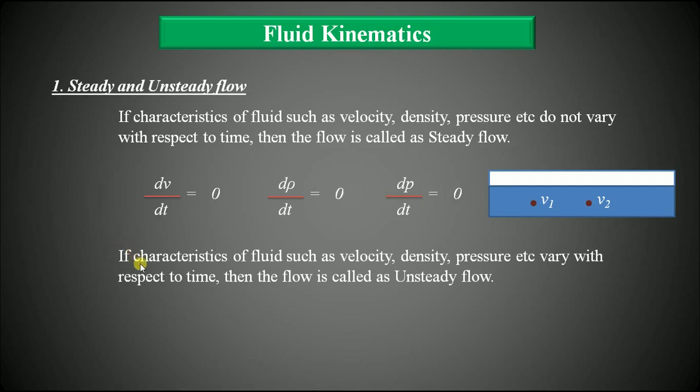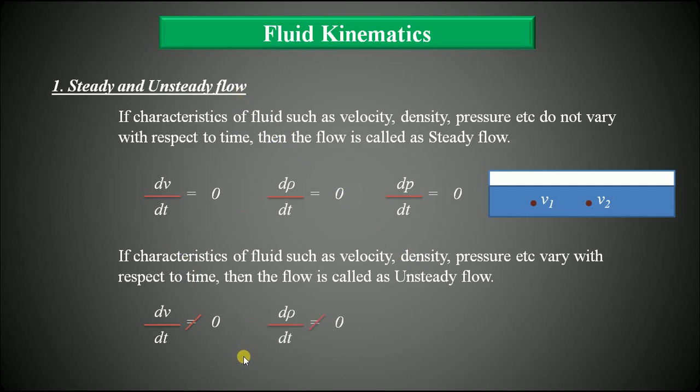So the definition again we can give: if characteristics of fluid such as velocity, density, pressure, etc. vary with respect to time, then the flow is called unsteady flow. Here the properties should be varying. So when the properties vary from point to point in the flow field, then that flow can be called here unsteady flow. So mathematically we can represent them as dv by dt does not equal 0.